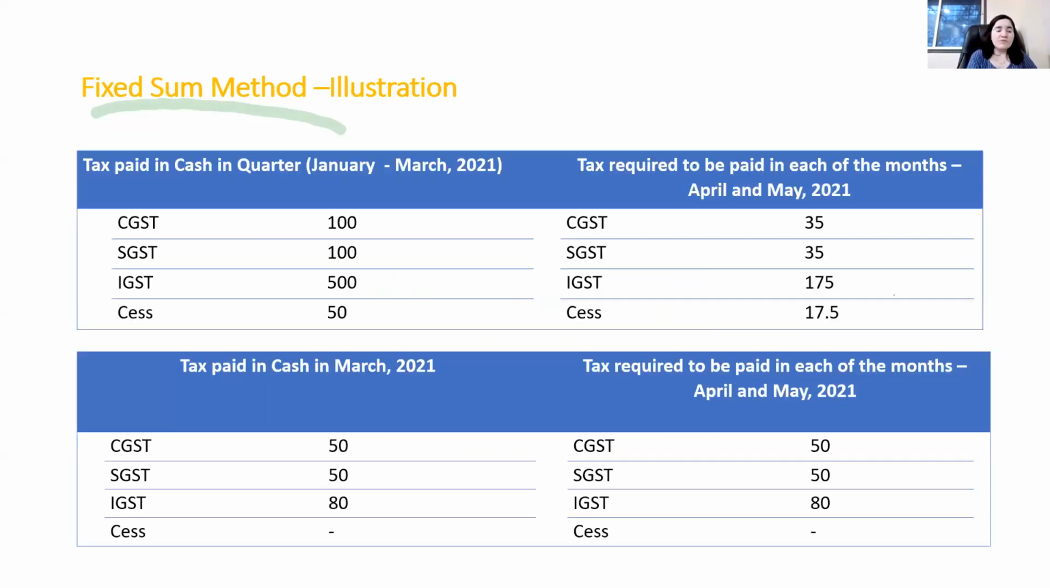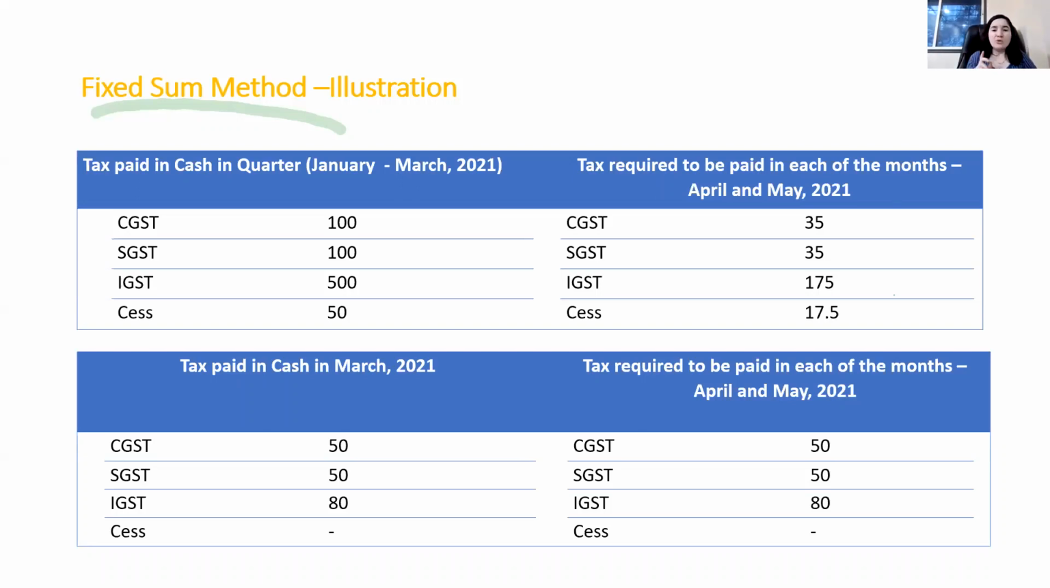So let's discuss with an example. First, the tax paid in the quarter, let's say January to March 2021. That means in January you had not opted for the scheme, but from April you intend to opt for the scheme. Then let's say in January to March 2021, CGST paid is 100, SGST paid is 100, IGST paid is 500, and cess paid is 50. Then the tax which is required to be paid for April and May is 35% of these, in the first 2 months, that means April 2021 and May 2021.